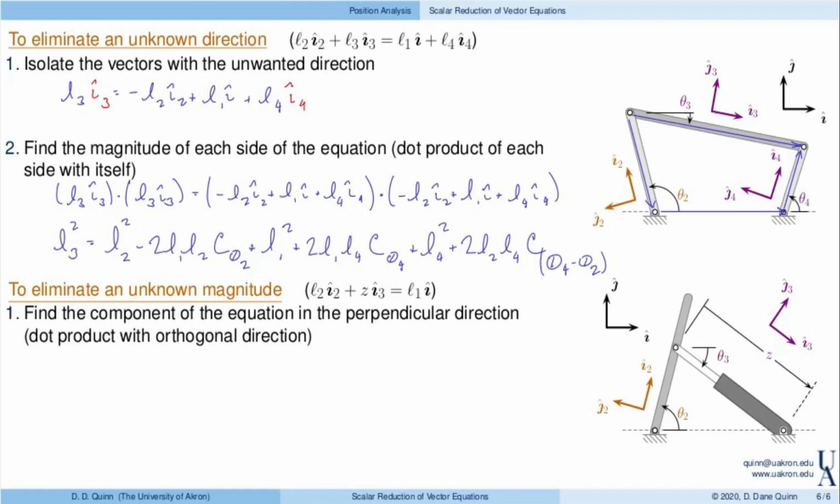And in this, my unknown variable is isolated. So I still have to solve this, but I've immediately reduced down to one equation and one unknown. It turns out that this equation actually is relatively famous in kinematics. It actually has its own name. It's Freudenstein's equation.